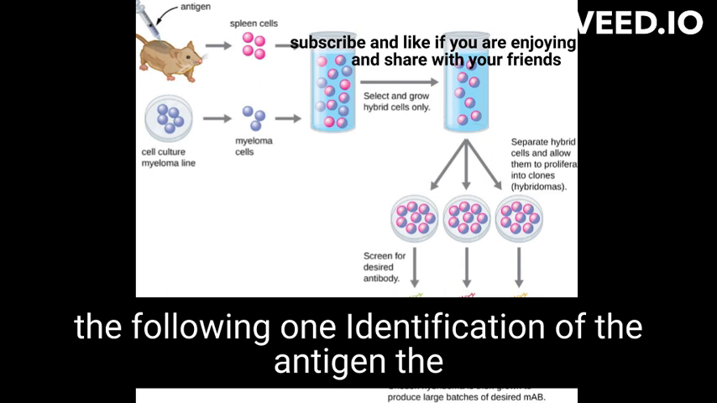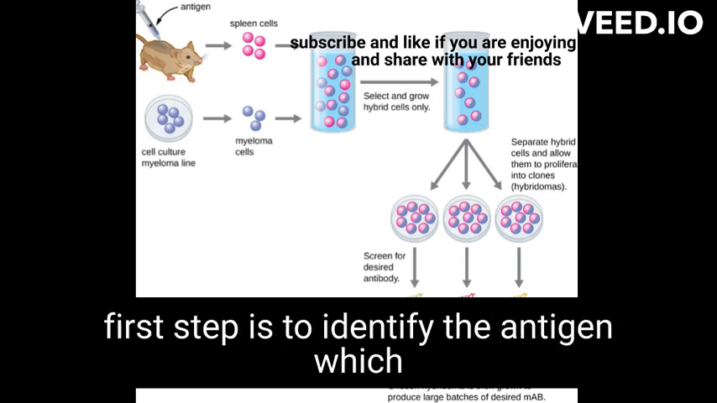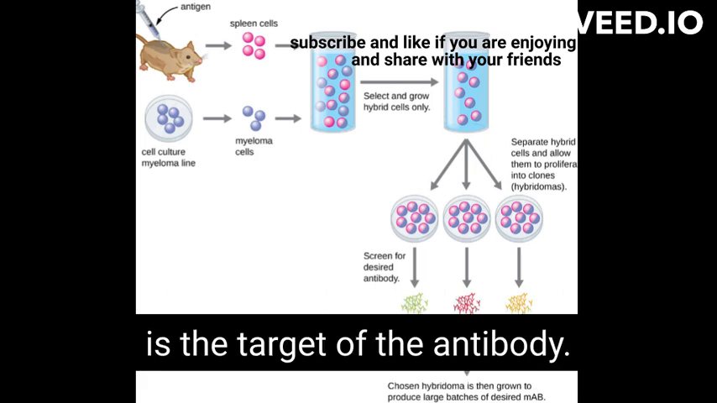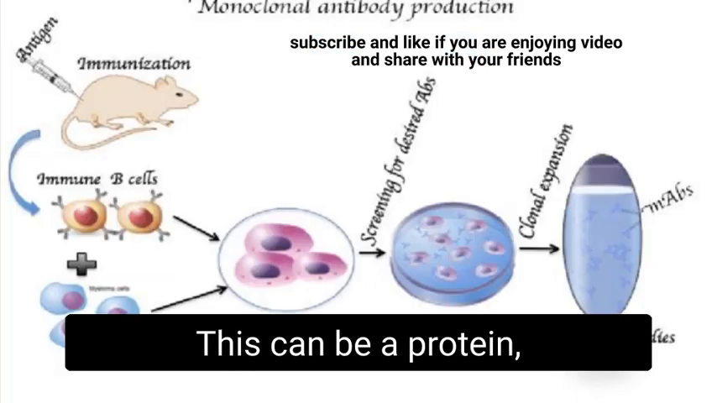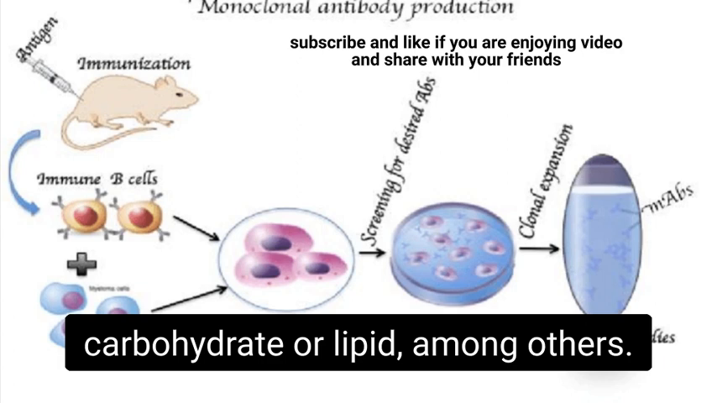1. Identification of the antigen. The first step is to identify the antigen, which is the target of the antibody. This can be a protein, carbohydrate, or lipid, among others.